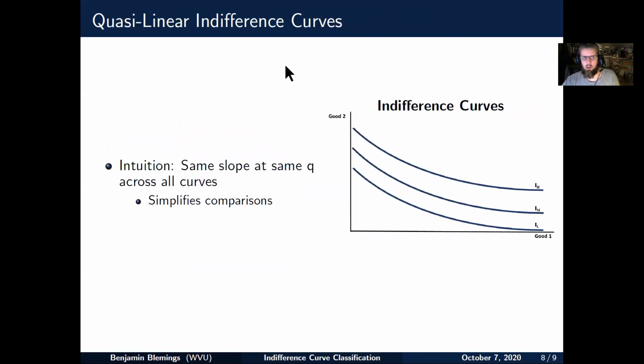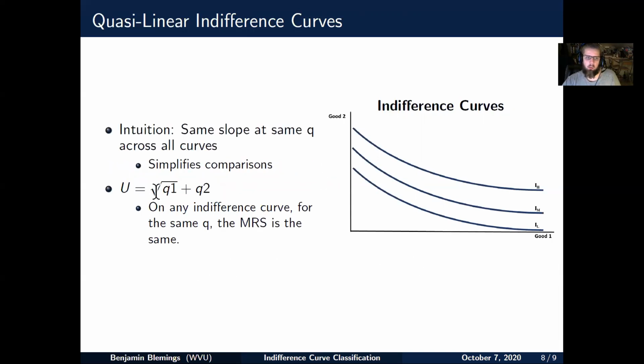And the last thing you should know about are these quasi-linear indifference curves. If you pick the same Q at any indifference curve, the slope is going to be exactly the same. And it just simplifies comparisons across indifference curves. An example of this would be a utility of the square root of Q1 plus Q2. And at any Q, the slope is the same across all the indifference curves.